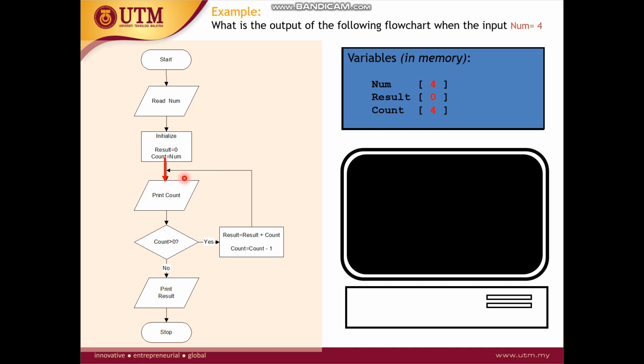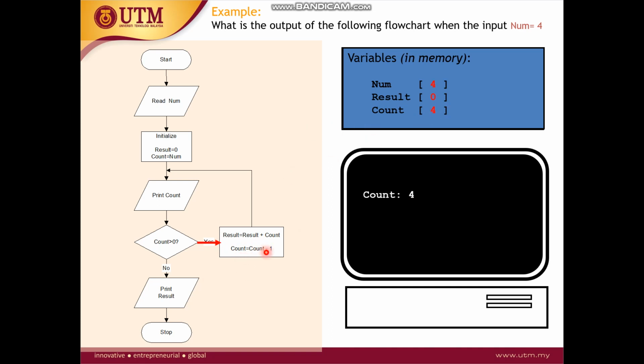Then the program comes here, print count. How much is count? Count is 4, so it's going to appear here. And then it comes to this point, count greater than 0, 4 greater than 0, yes, it comes here. What happens? Result equals to result plus count. This is important. This one the new result, this one the old result. How much was the old result? 0. So the new result is going to be 0 plus count, which is 4, and count is going to be count minus 1, so the count is going to be 3.